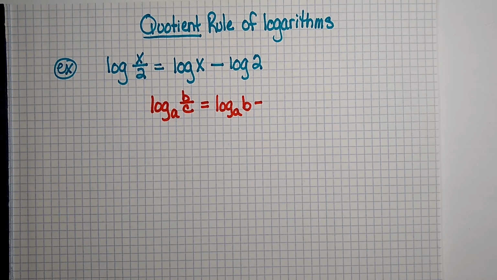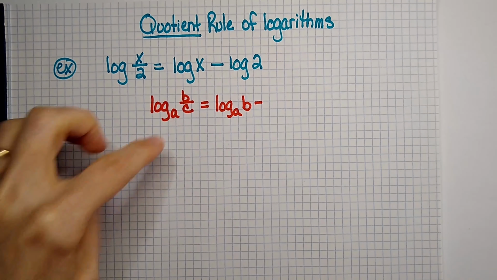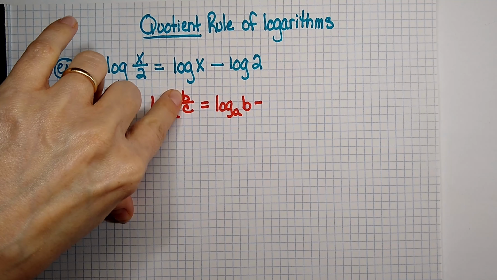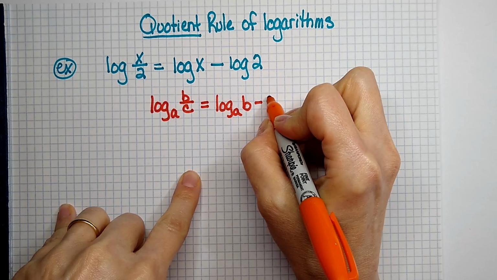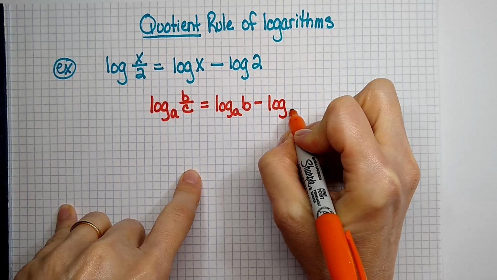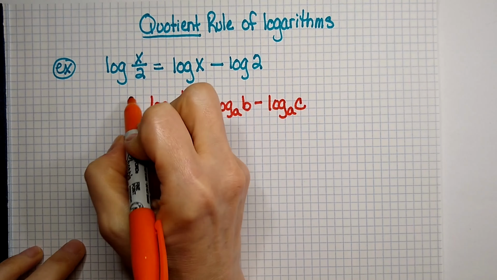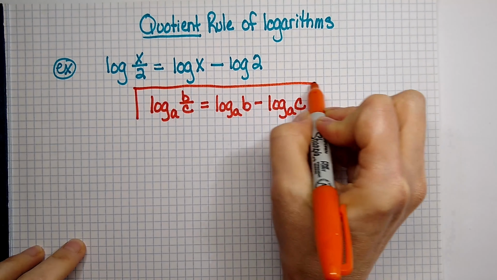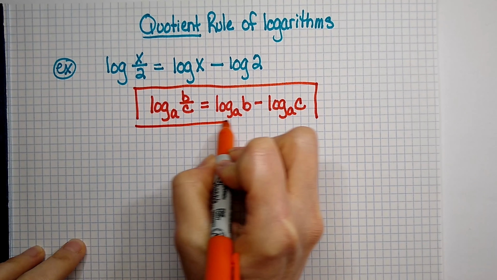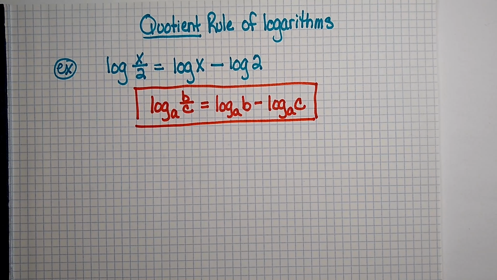It's really important, the order here. Okay, and the other one with the product rule, the order was not as important. Here the order is important. The b has to come first, okay, because this is a subtraction problem and that will make a difference. So it's log base a of c. Okay, and that is our rule. So let's just real quickly do a couple of practice problems here.